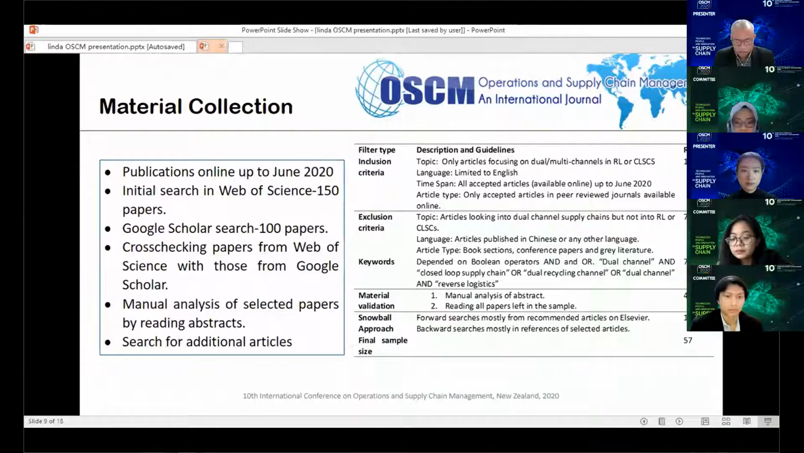papers left in the sample. And I also carried out what we call the snowball approach by carrying out forward searches, mostly from recommended articles in Elsevier, and I also carried out backward searches, mostly in references of selected articles.